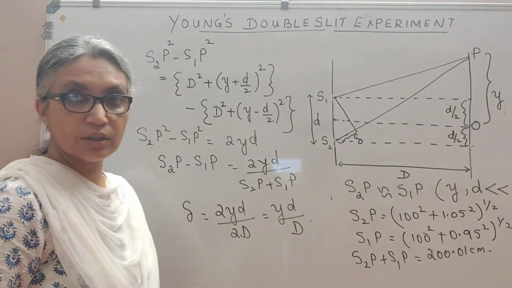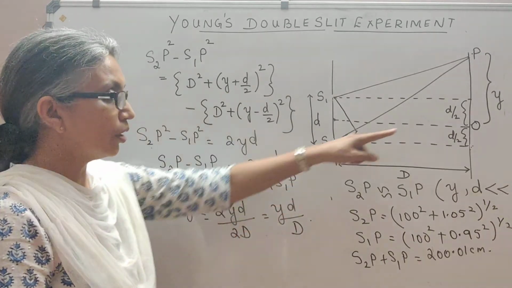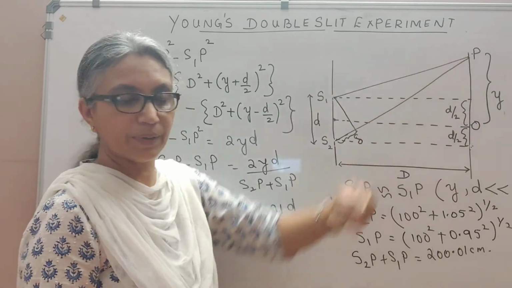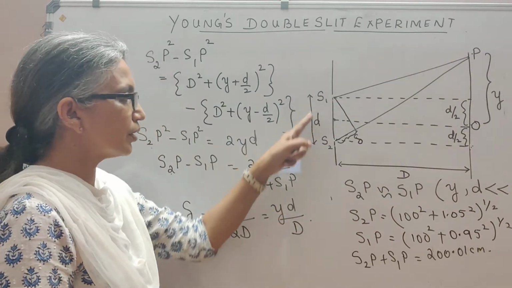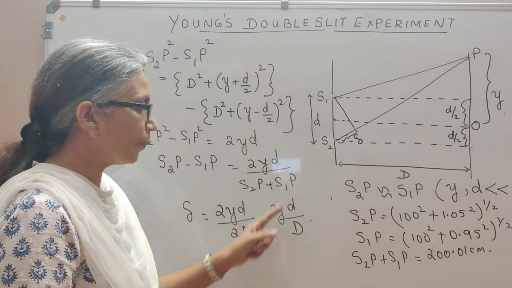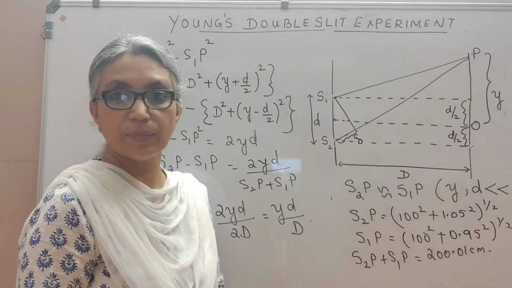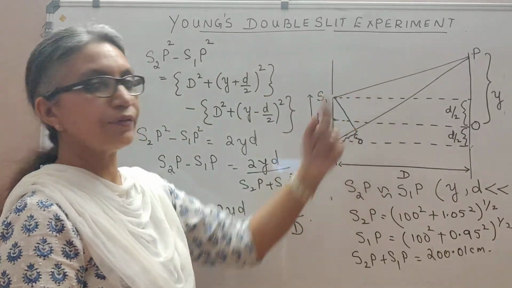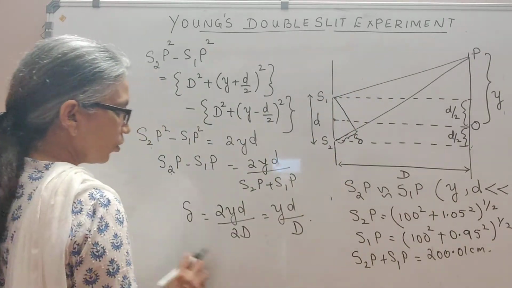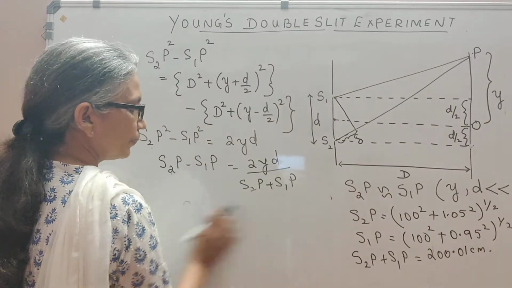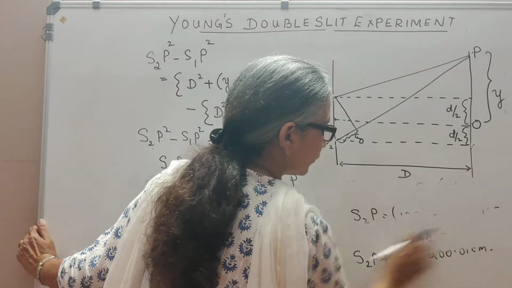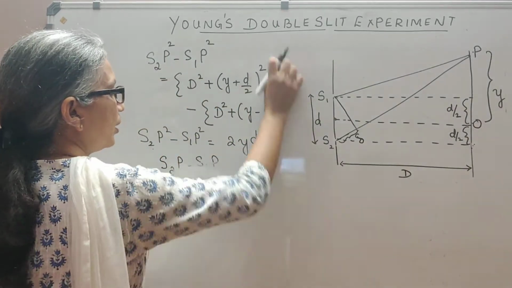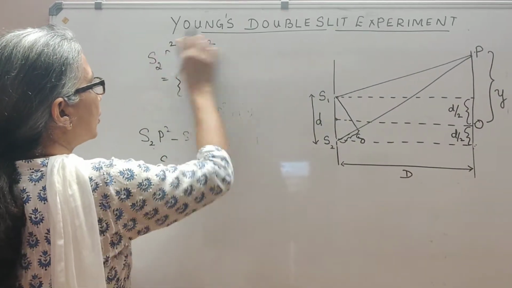Okay. So now I've got a relation between Y, which is the distance from the center of the screen to the nth bright or dark band, small d, which is the distance between the coherent sources, capital D, which is the distance between the double slit and the screen, and delta being the path difference between the two waves that arrive at P. So now I have to find out the bandwidth, right? I need to find an expression for Y.